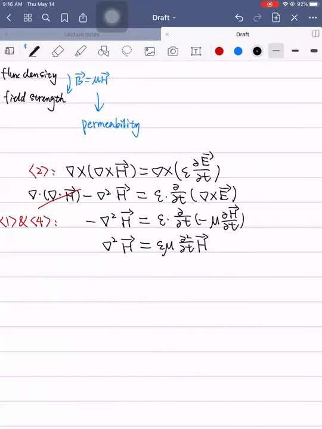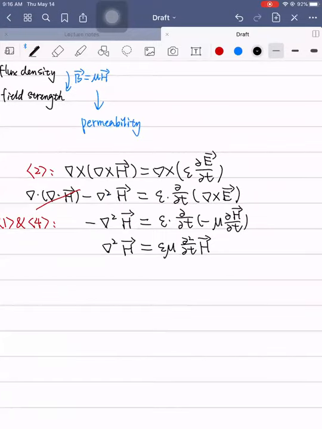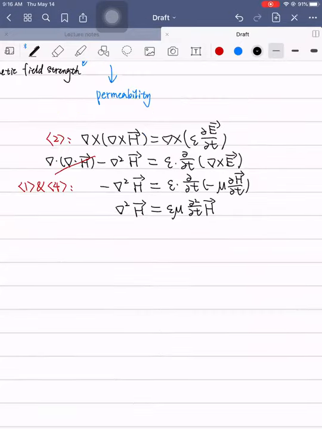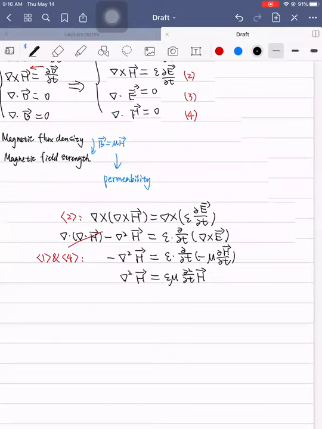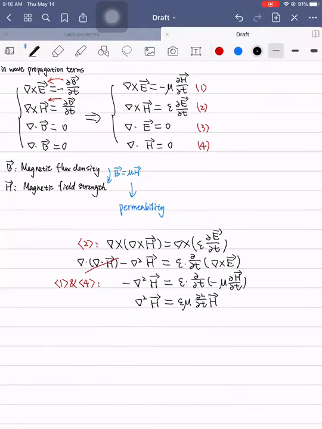Okay, great. Here we are. We got an equation that only contains the E field. So this is a PDE about E. Since E has a symmetric position in these 4 equations, similarly we can also get an equation that only contains the other field.